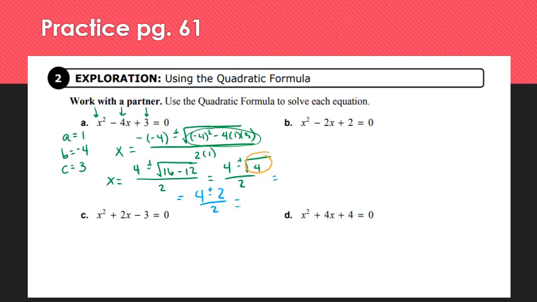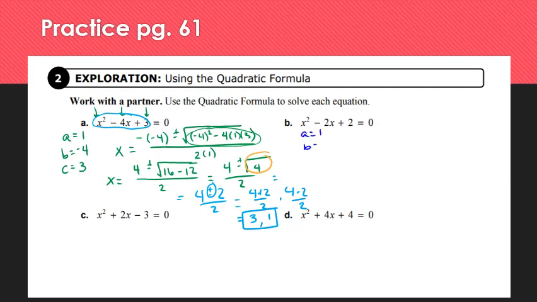Now that's going to give me two answers. That's going to give me 4 plus 2 over 2 and 4 minus 2 over 2, hence the positive and negative. So my two answers are going to be 6 over 2, which is 3, and 2 over 2, which is 1. When that happens, it means that original equation could have actually been factored. So if it can be factored, you'll get whole numbers like this. That's one situation that you would see. Alright, so now let's do this one over here, B.